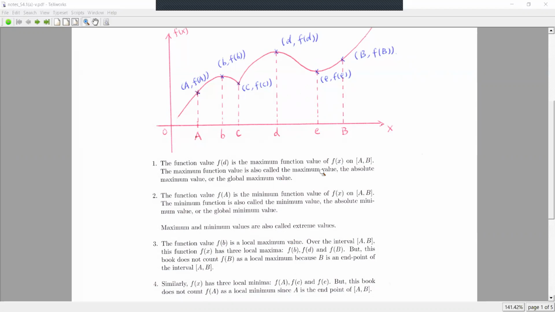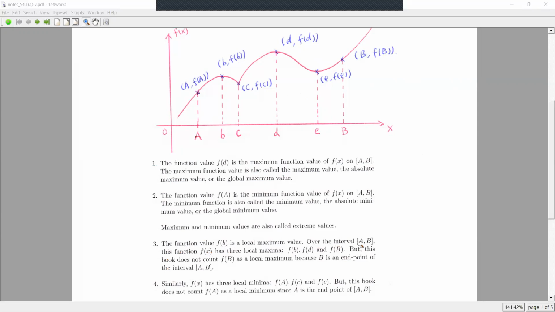We have considered the highest point and the lowest point. How about other points? Say, how about this point? Clearly, this point, globally, is not the highest point. But locally, it is the highest. So we say that the function value about this point, the y-coordinate, the function value f of B, is a local maximum function value.